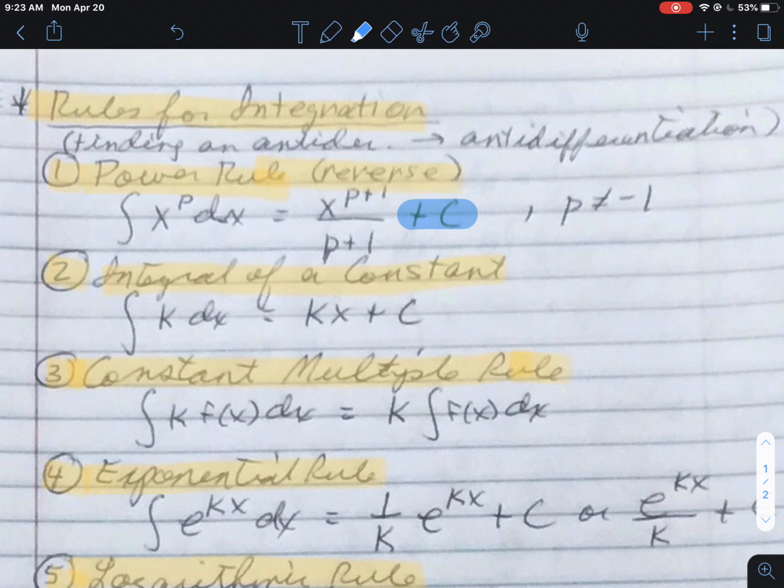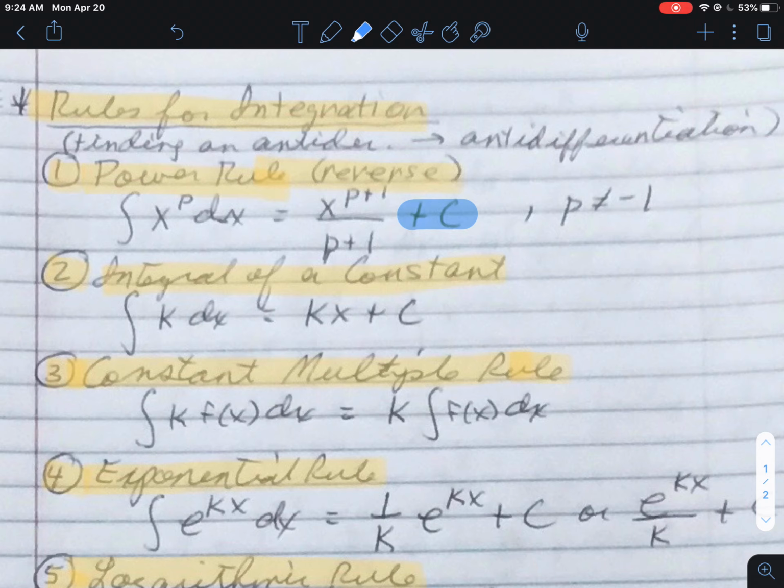Now this power rule, notice, is only going to work as long as p is not equal to negative 1. Because if p was negative 1, if I had x to the negative 1 power, if you increase that by 1, you're going to get 0. And then you divide by 0, well, that's undefined. So the power rule works as long as your exponent is not negative 1. We'll address that here in a second.